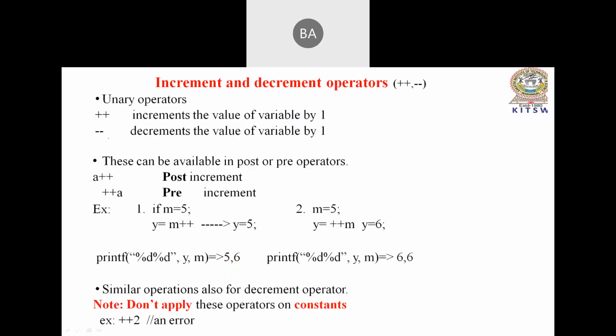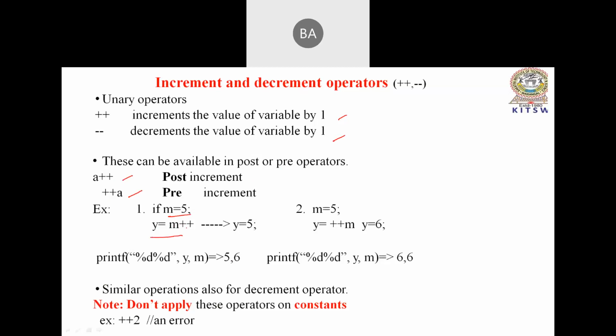So these are plus plus and minus minus: increment the value of the variable by 1, decrement the value of the variable by 1. These are available as post and pre operators: a plus plus is post-increment, plus plus a is pre-increment. So for example, if you take m is equal to 5, and you write y equal to m plus plus, then what is the value of y?